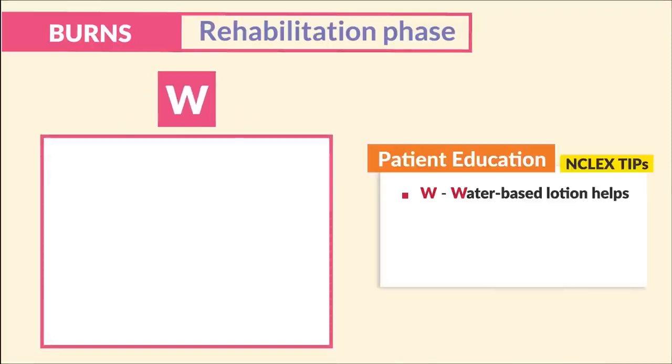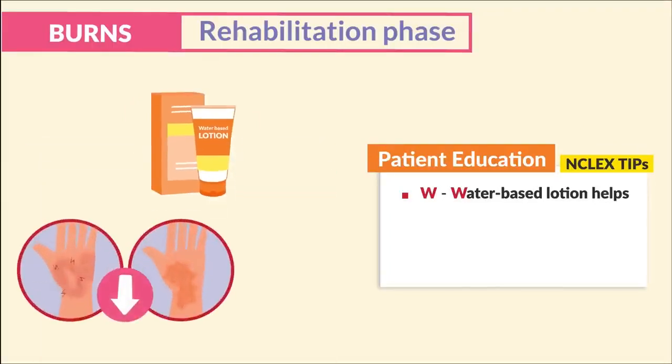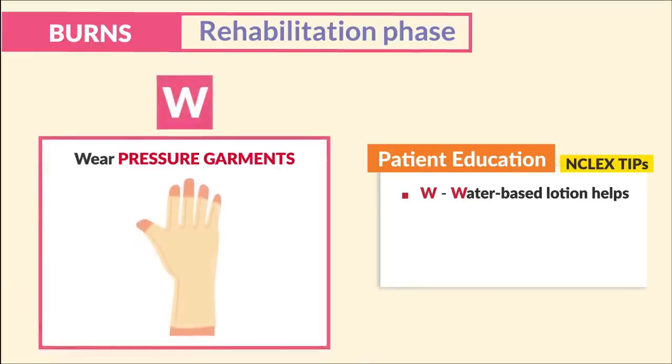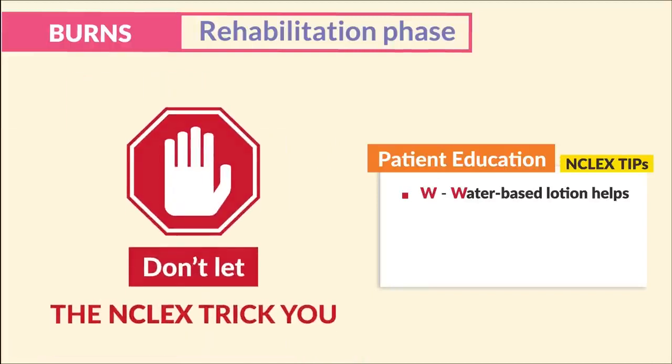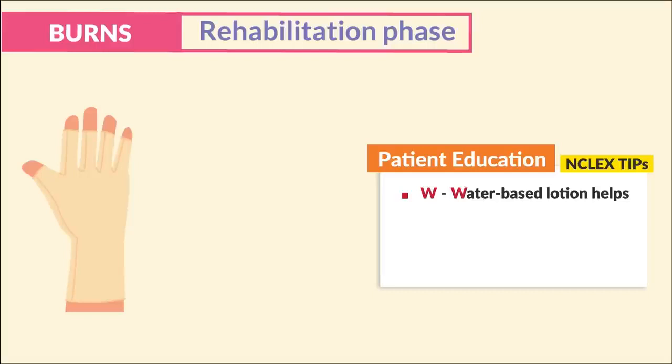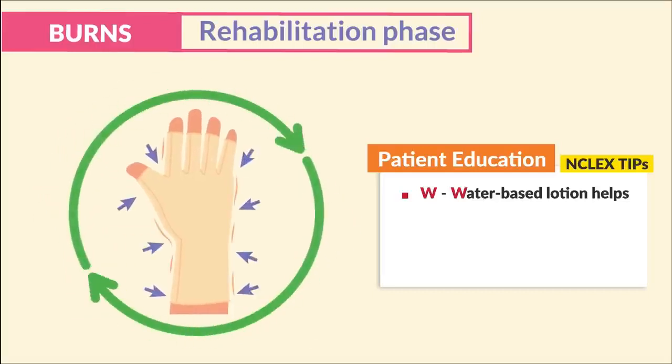Big NCLEX tips. First W is for water-based lotion, which helps to minimize itching and scarring to allow the skin to fully heal. The second W is to wear pressure garments. Yes, don't let the NCLEX trick you here. Wearing pressure garments are good to help minimize scarring. It also helps to keep the skin and tissues tight while promoting circulation to be able to fully heal.